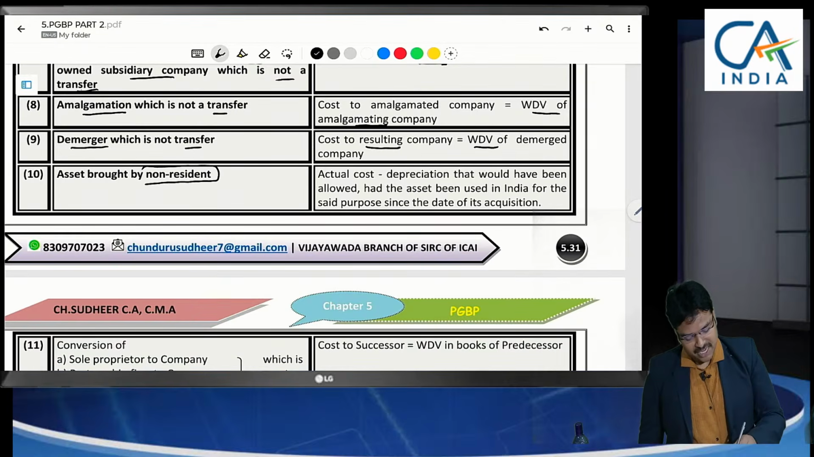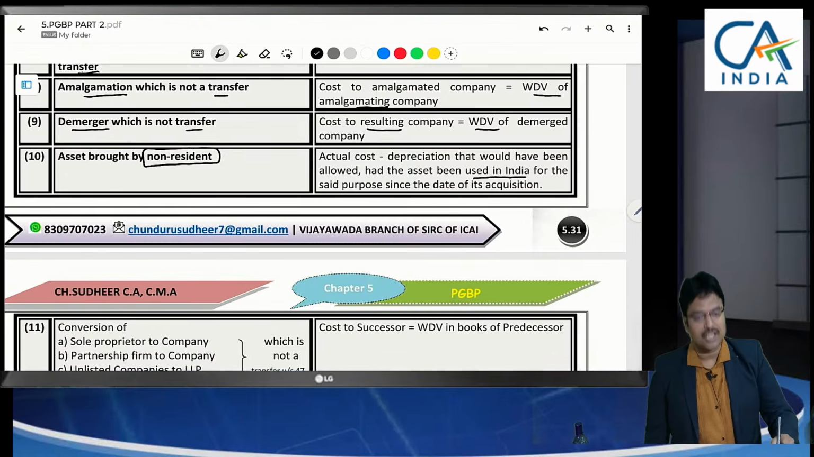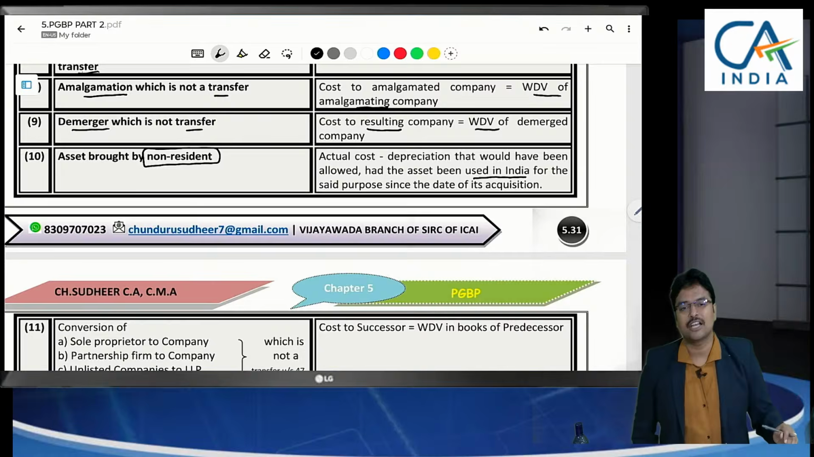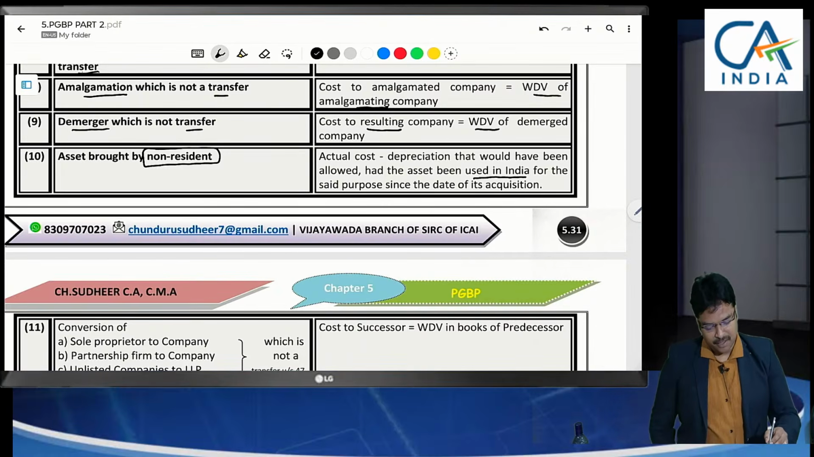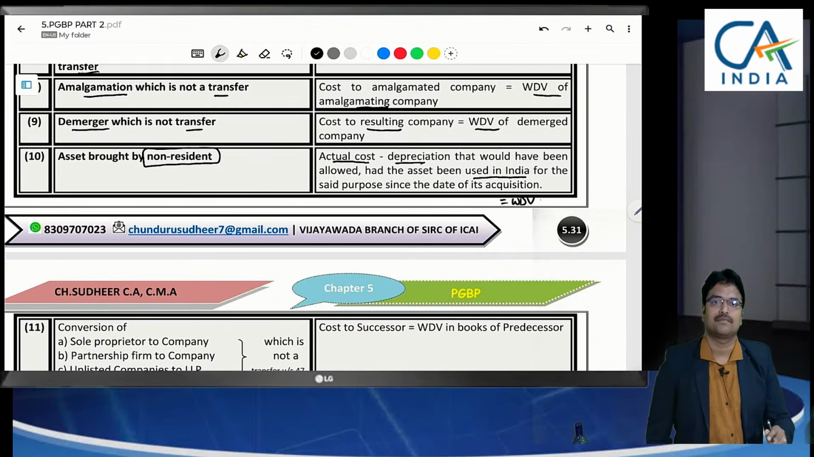If a non-resident is bringing any asset to India, reduce the notional depreciation. Assume that the asset was used in India and reduce the notional depreciation, then only cost will be determined. Actual cost minus notional depreciation will be taken as the WDV.